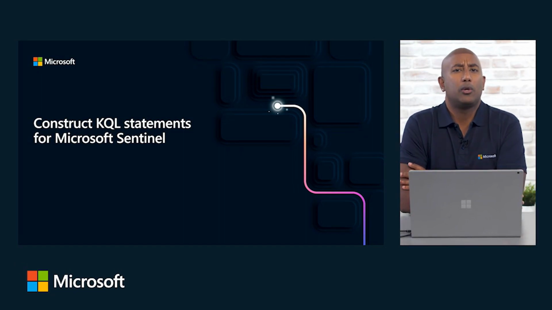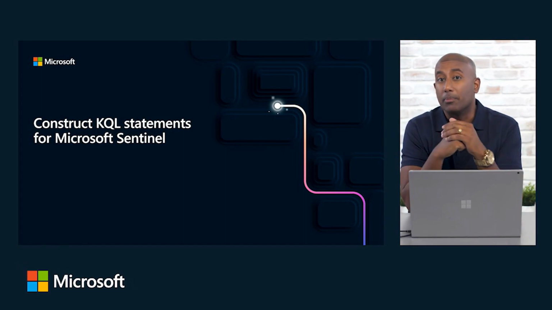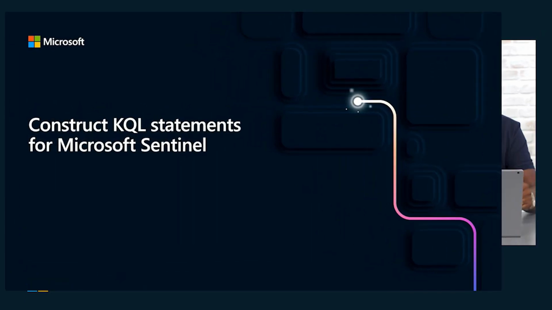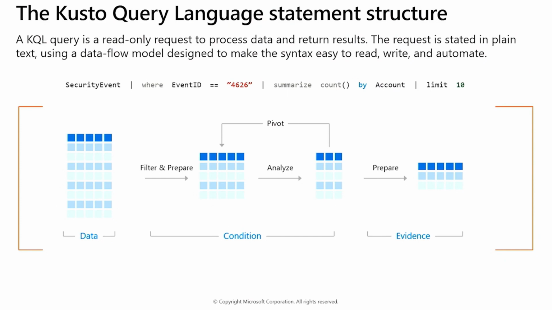How does basic KQL statement structure provide the foundation to build more complex statements? Well, that's a question we will answer. To begin with, and read along on the slide, a KQL query is a read-only request to process data and return results. The request is stated in plain text, using a data flow model designed to make the syntax easy to read, write, and automate.